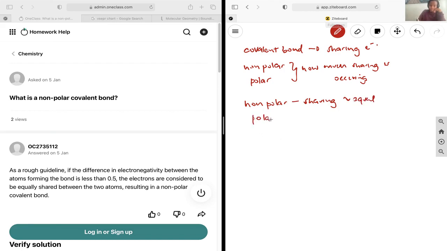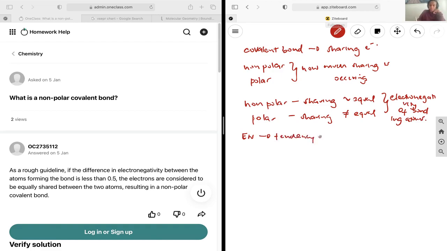And then that means that polar is when sharing is not equal. How you can tell how much sharing is going on will be entirely dependent on the electronegativity of bonding atoms. And so just to define electronegativity to jog your memory, that would be the tendency of an atom to attract electrons to it.